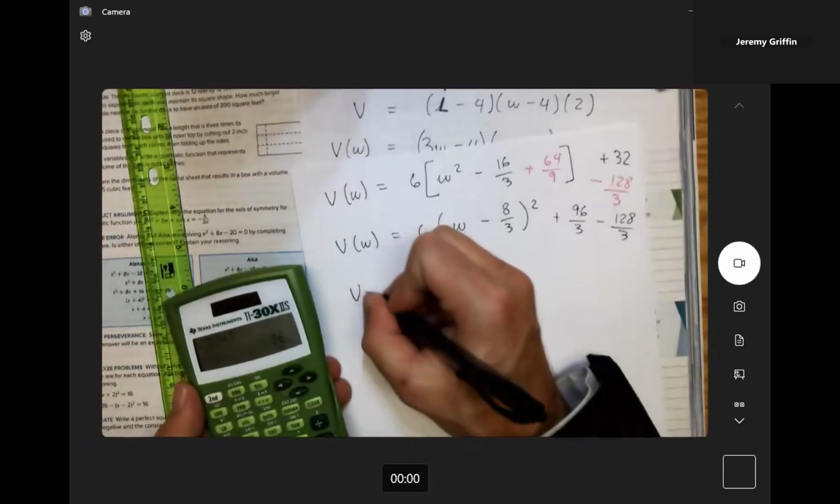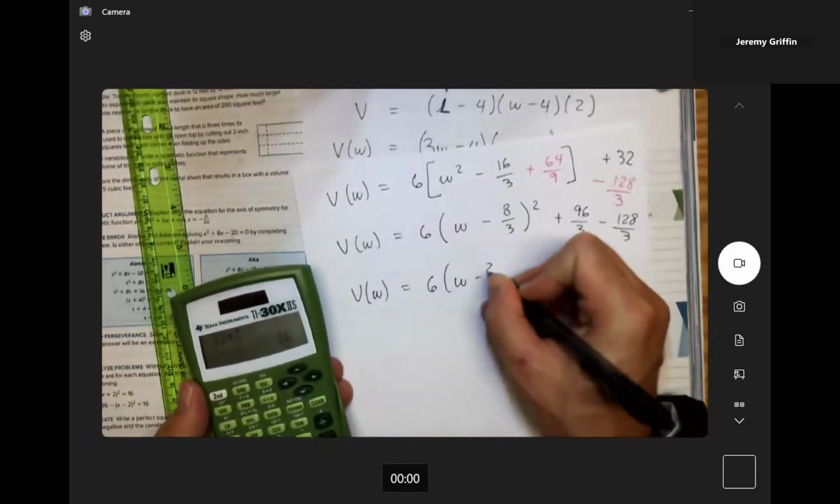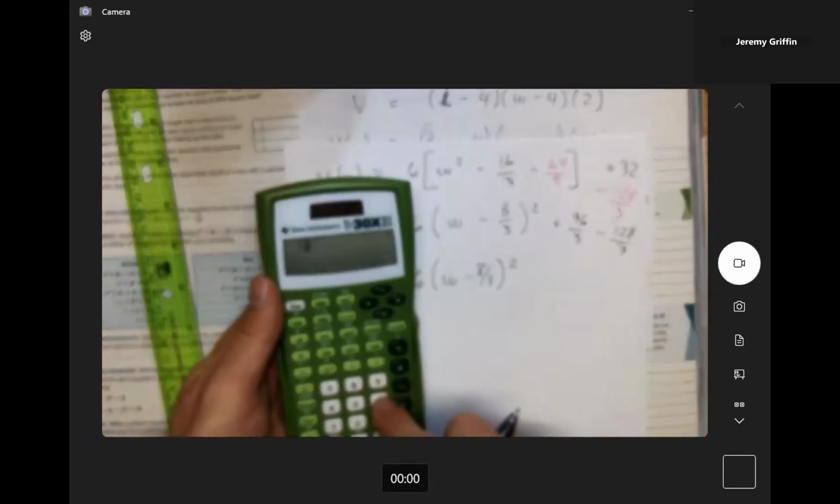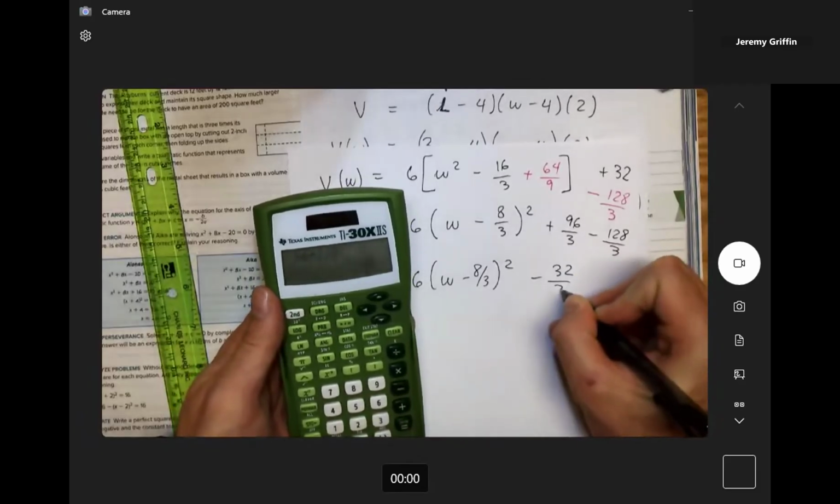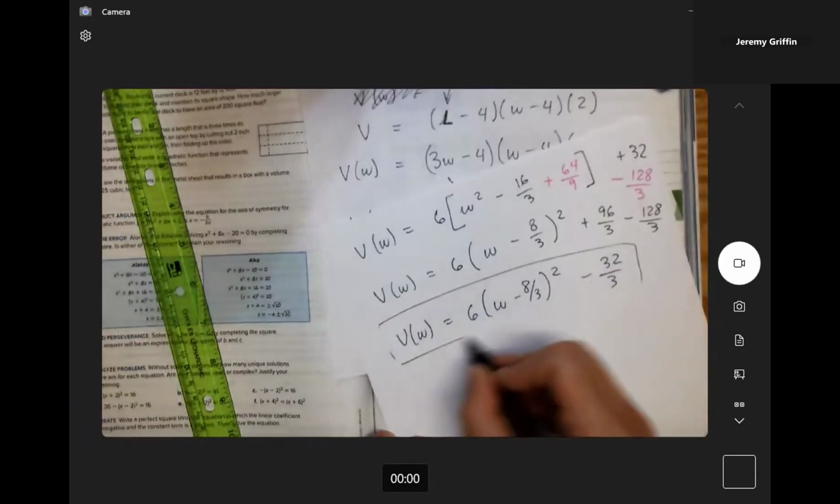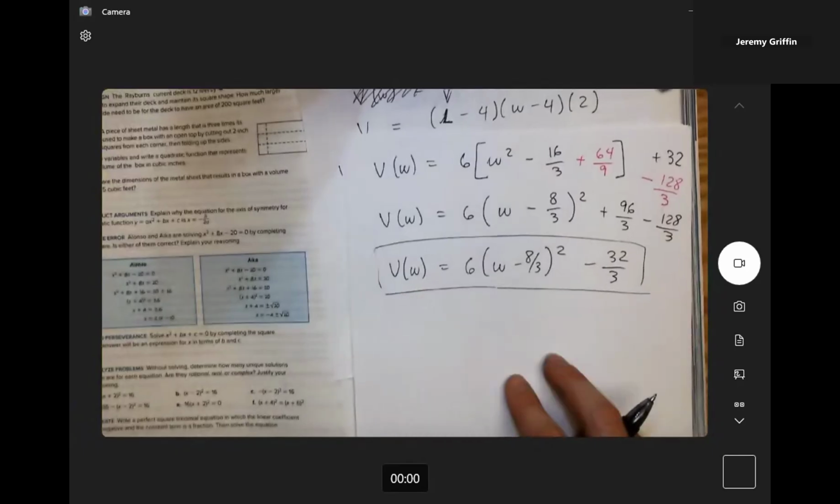Okay. So volume is a function of width equals 6w minus 8 over 3, quantity squared. And then what's 96 minus 128? This is minus 32 over 3. Okay. So I think this is the factored form of the volume. So yeah, that's volume as a function of width.